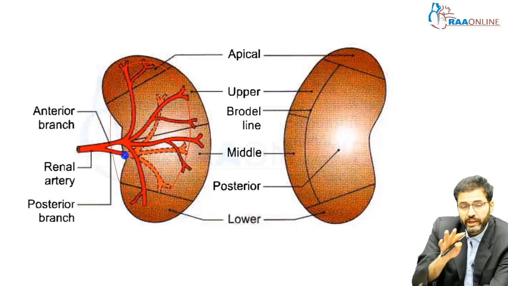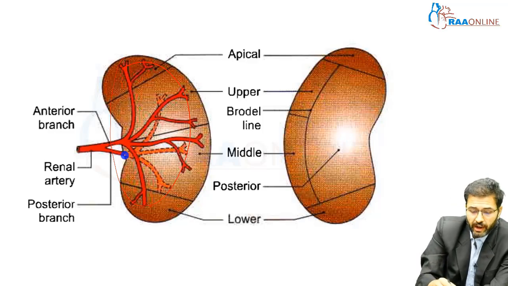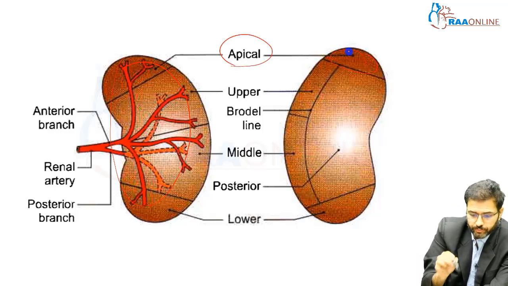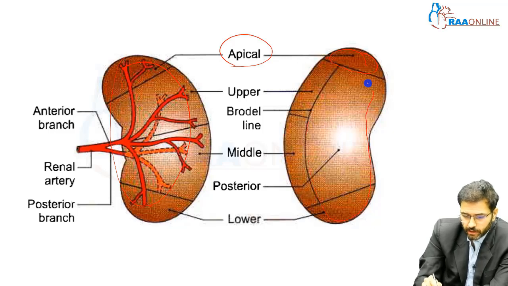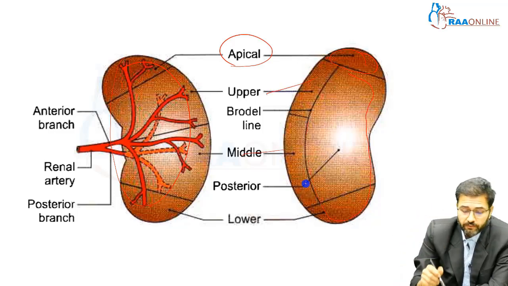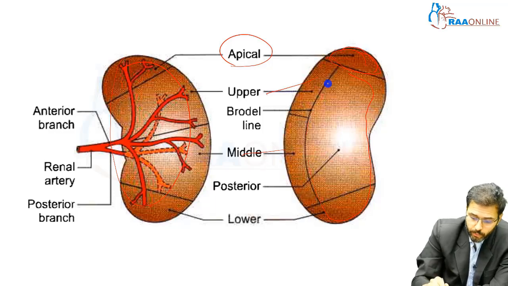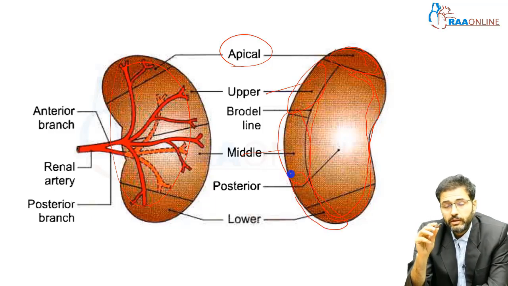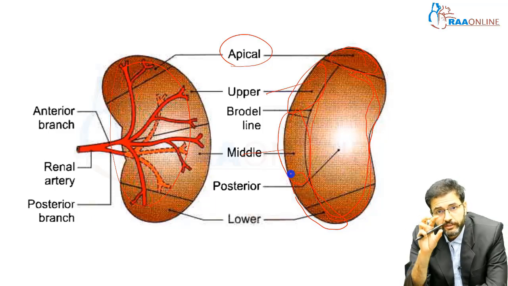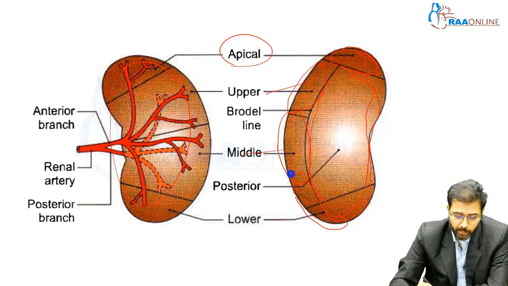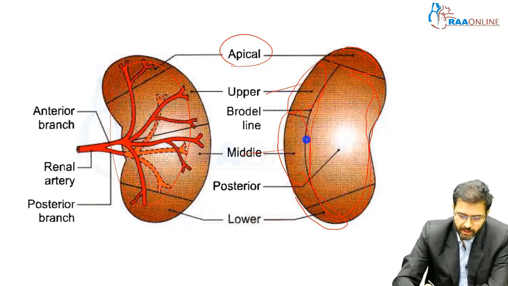Based on this, we can divide a kidney into 5 vascular zones. You have the apical zone here, and the posterior zone here. This is the upper zone, middle and the lower zone. This is very important, because each segment has its own branch which supplies it. In between the posterior segment and the anterior segments is an avascular plane called Brodel's line.